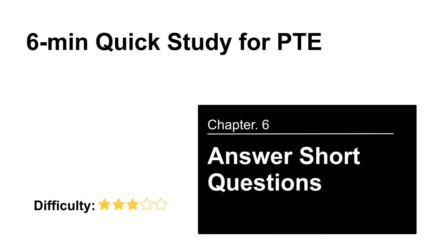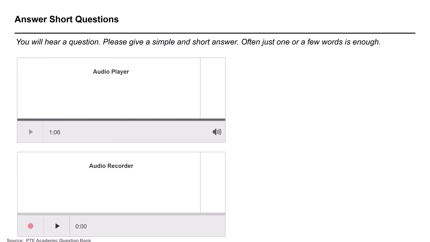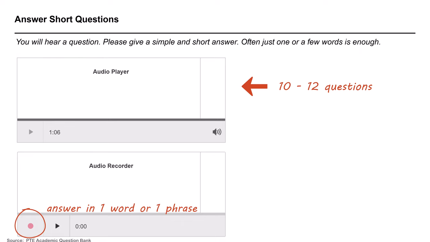Lesson number 6 in our PTE series, PTE Answer Short Questions. Now, the sixth PTE question type is called Answer Short Questions. There are about 10 to 12 of these questions per test, and for each one, PTE will ask you a short question. Then you must say your answer into your mic in just one word, sometimes one phrase. And that's the last time you'll speak in the PTE test. After short questions, you move on to other skills.